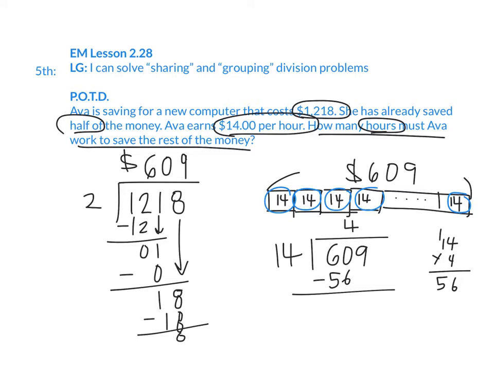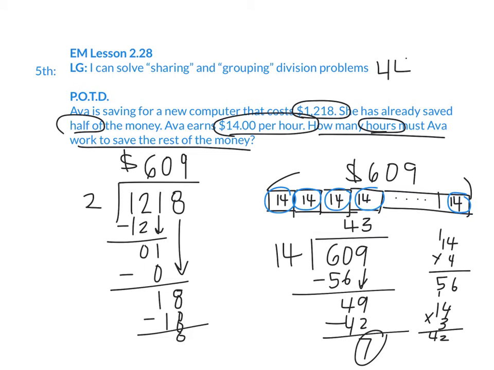Okay, 60 minus 56 is 4. Bring down the 9. I have 49. Okay, I already know that 4 is going to be too big because it's 56. So let me try 14 times 3. It's 12, 42. Great. My remainder is 7. Oh, sorry, I should put a 3 here. Okay, so that means that if Ava works 43 hours, she won't have enough money because there's a remainder of 7. So what that means is she needs to work 44 hours in order to have $609.